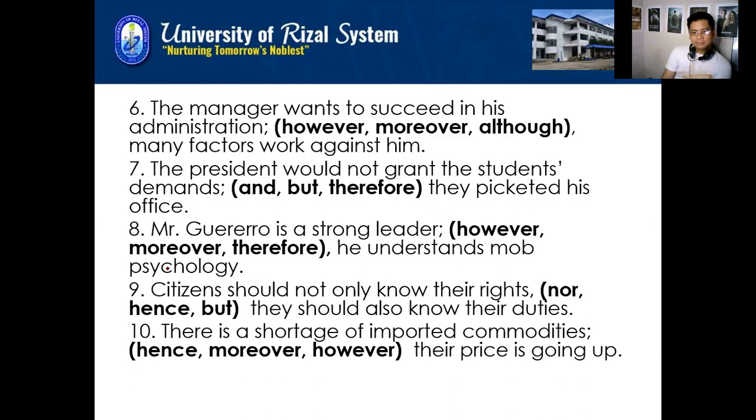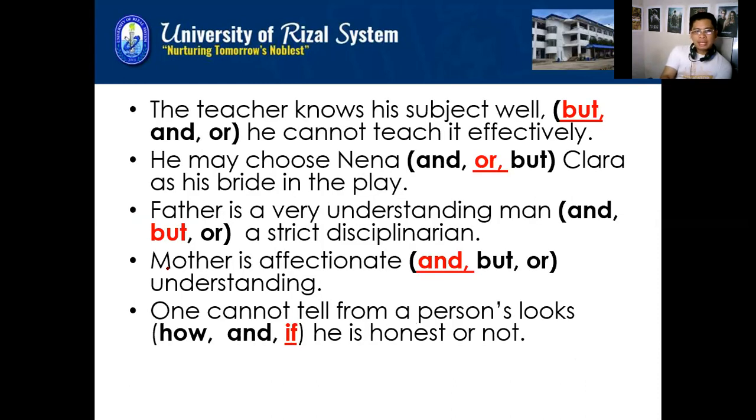So let's see if you are correct. So these are the correct answers. The teacher knows his subject well, but cannot teach it effectively. He may choose Nana or Clara as his bride in the play. Father is a very understanding man, but a strict disciplinarian. Mother is affectionate and understanding. One cannot tell from a person's looks if he is honest or not.